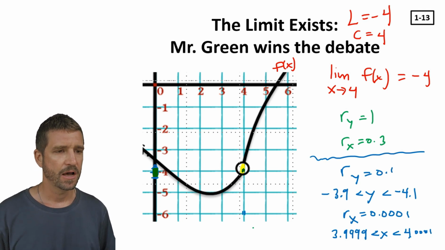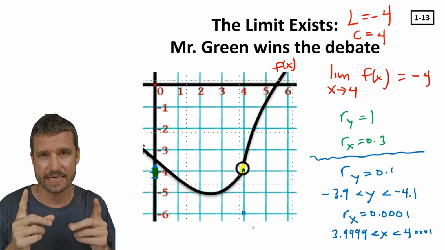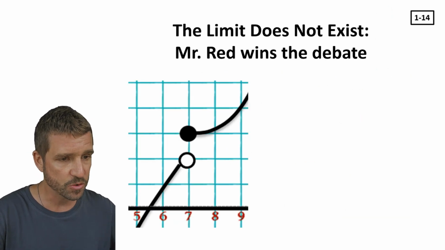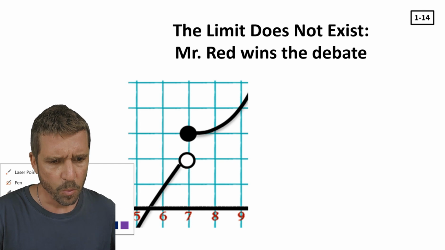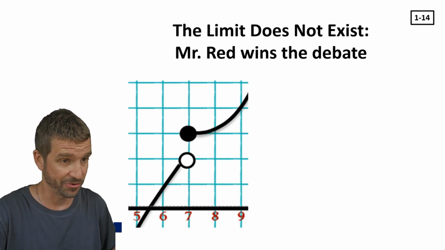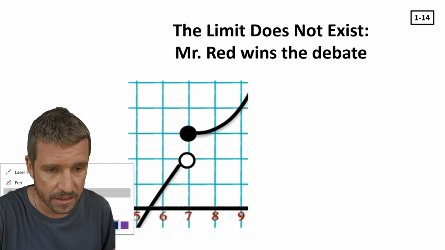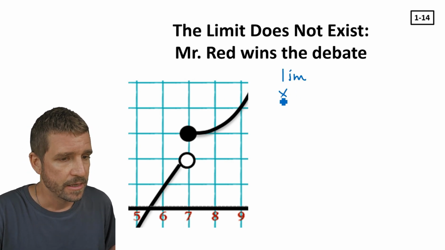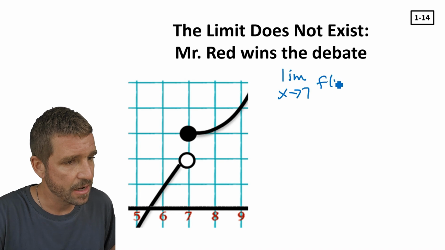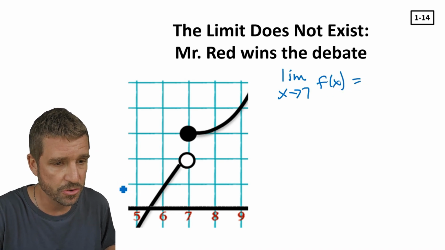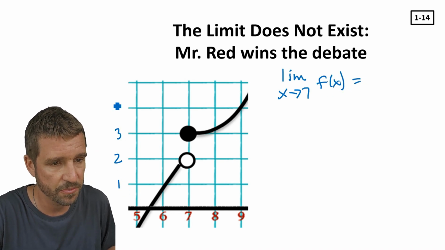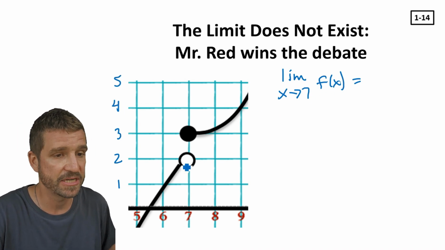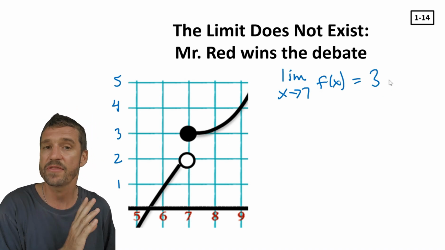So let's look now at a limit that does not exist, and I think this will make even more sense, all right? So let's talk about this one, for example. What is going to be Mr. Green's claim? Mr. Green claims the limit as x approaches 7 of f of x equals 3. Let's say that that's his claim.